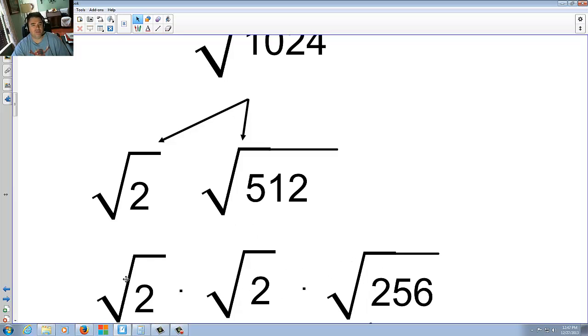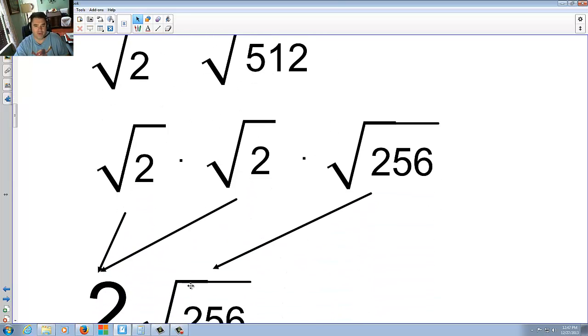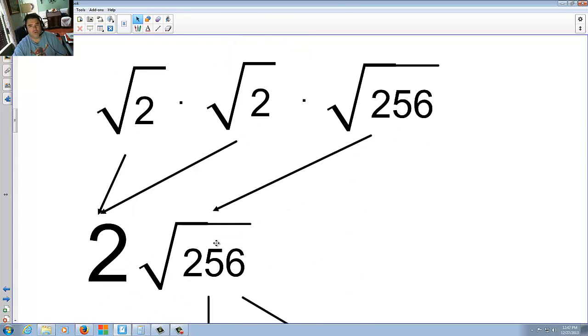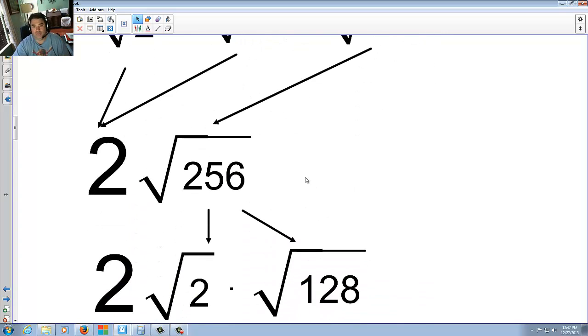Now the good news is, root of 2 times root of 2 becomes 2 squared, and root of 2 squared makes just 2. So basically, when there's a pair of them, they get to escape and get out of the root and become a regular 2. Root of 256, again, maybe you don't know what to do. So just divide by 2.